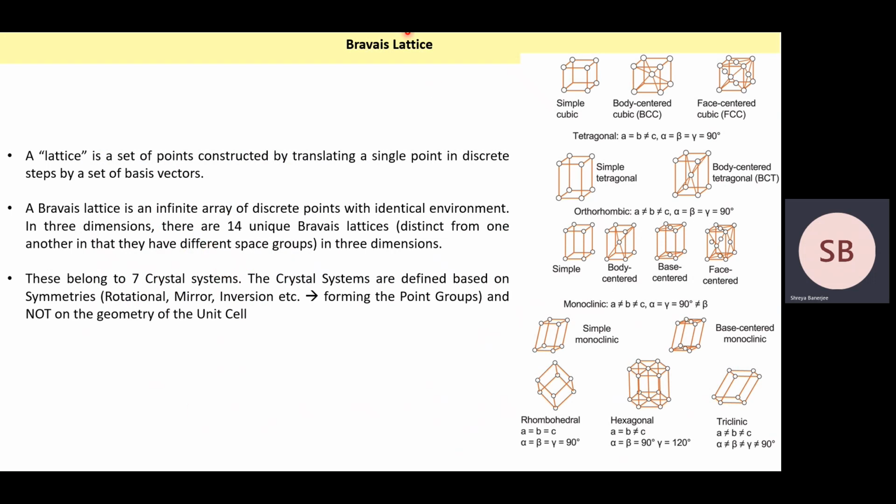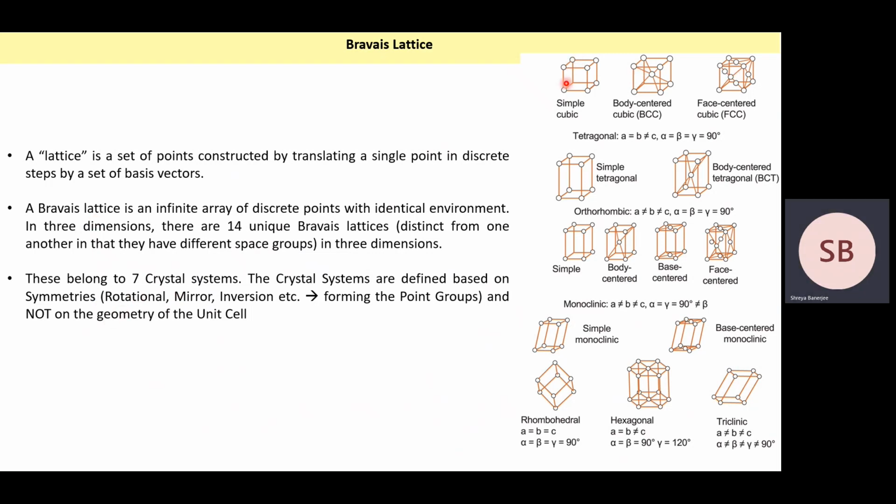Now we will talk about the Bravais lattice. So a lattice is a set of points constructed by translating a single point in discrete steps by a set of basis vectors. A Bravais lattice is an infinite array of discrete points with identical environment. In 3 dimensions, there are 14 unique Bravais lattices, and these belong to 7 crystal systems.